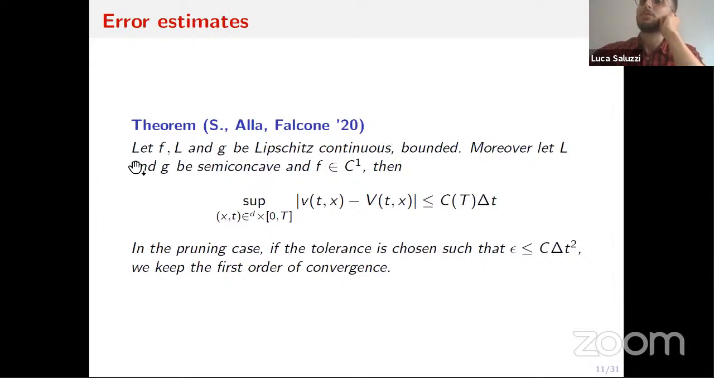So we are saying that L and G, which are the running cost and the final cost, must be semi-concave, and F must be C1. And finally, we can prove order 1. So we can reach first order convergence.